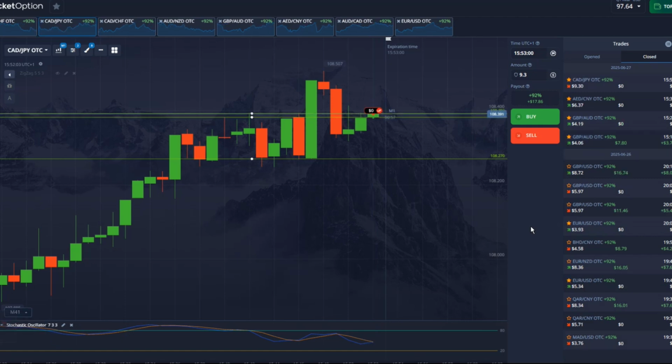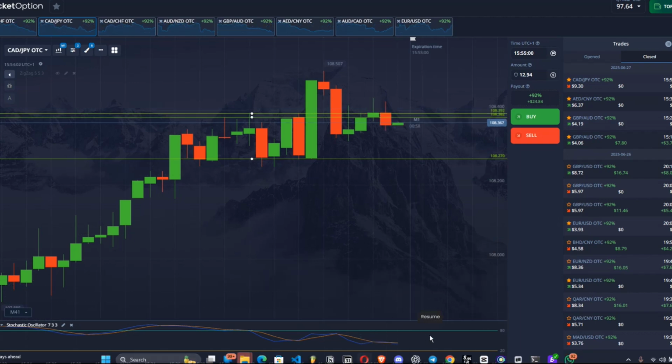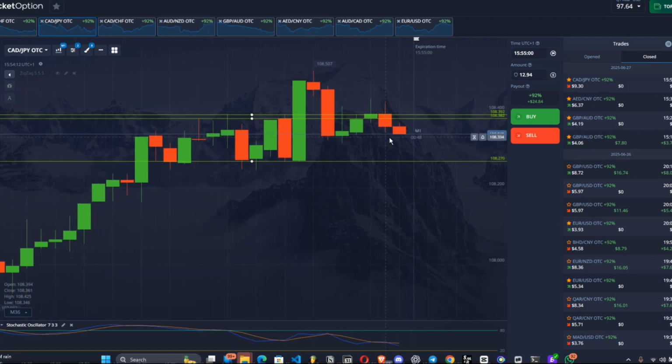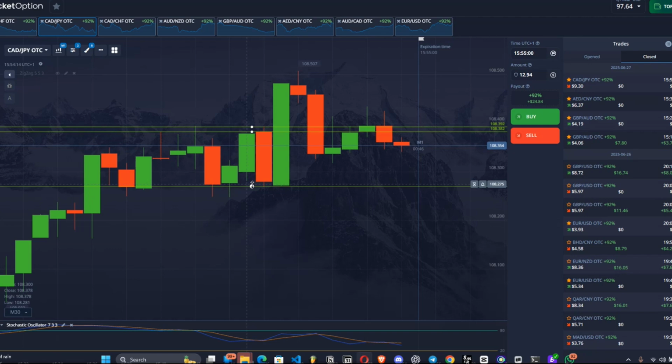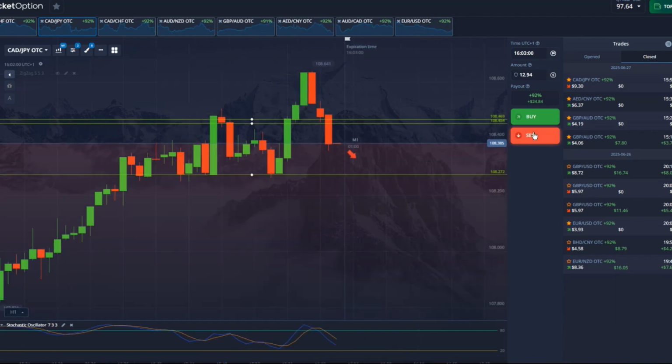So I lost this trade. Three losses in a row. Okay, three losses in a row is something I do not like. So let's look at this. Let's trade more carefully. So let's take this sell.